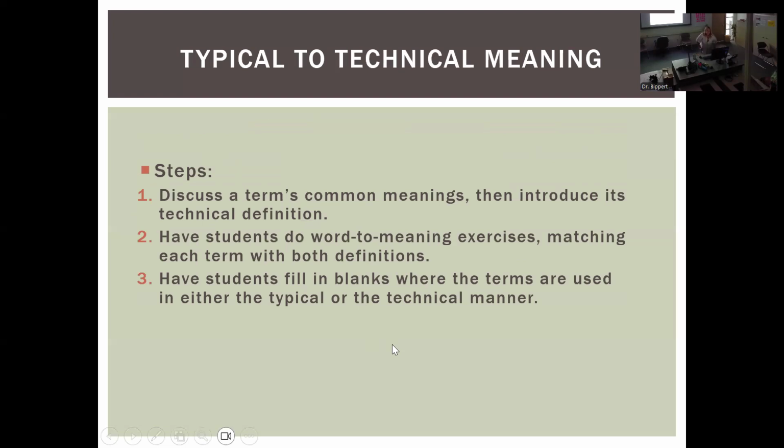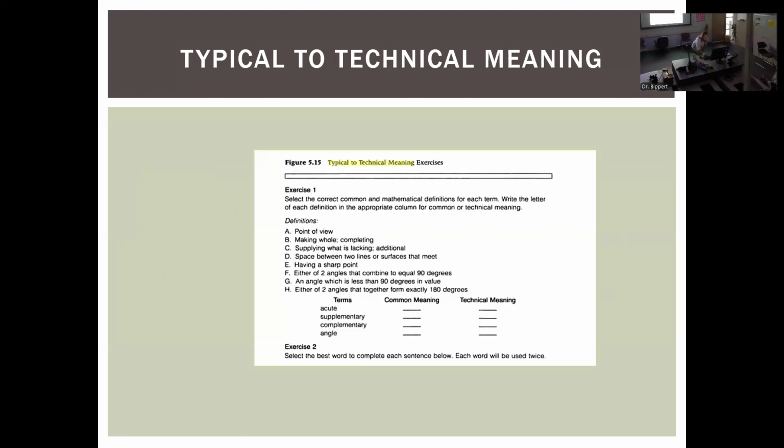Okay. Well, I'm not a fan of using worksheets with vocabulary learning, but here's a little bit of an exception. Typical and technical is where I take what I know about a word, like in everyday life, and I compare it to how the word's used in a content area. So you're comparing typical to technical. They give you some examples of some activities you could do. Yeah, it's a worksheet, but it's fine.